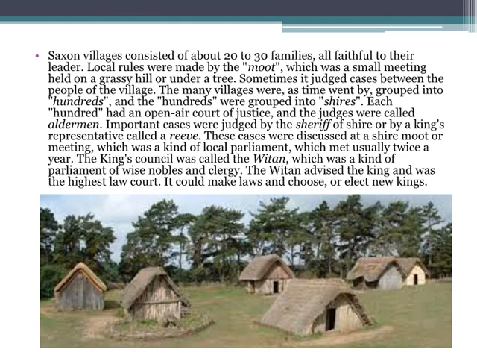Each hundred had an open-air court of justice, and the judges were called aldermen. Important cases were judged by the sheriff of the shire or by a king's representative called a reeve. These cases were discussed at a shire moot or meeting, which was a kind of local parliament, which met usually twice a year. The king's council was called the witan, which was a kind of parliament of wise nobles and clergy. The witan advised the king and was the highest law court. It could make laws and choose, or elect, new kings.